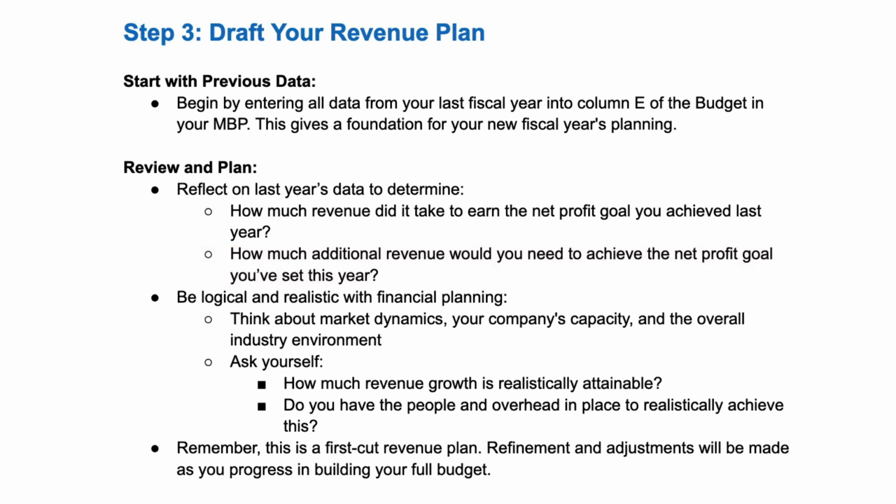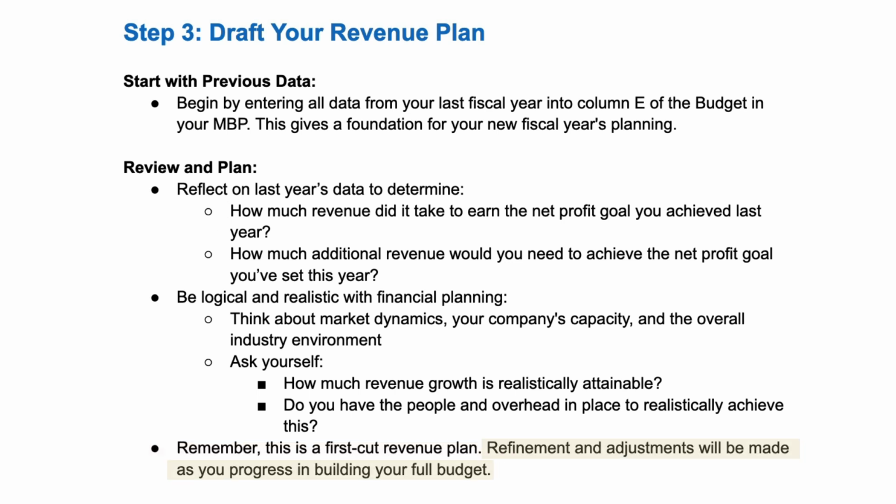As you're creating your revenue plan, just make sure you're being logical and realistic with your financial planning, taking into account market dynamics, your company's operational capacity, and the overall industry environment, as well as things like seasonality. And then ask yourself how much revenue growth is realistically attainable, and do you have the people and overhead in place to realistically achieve this goal? And then come up with your first cut revenue plan.